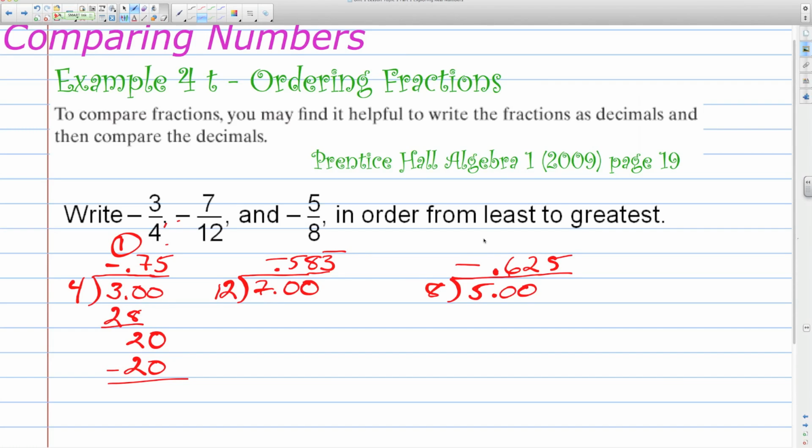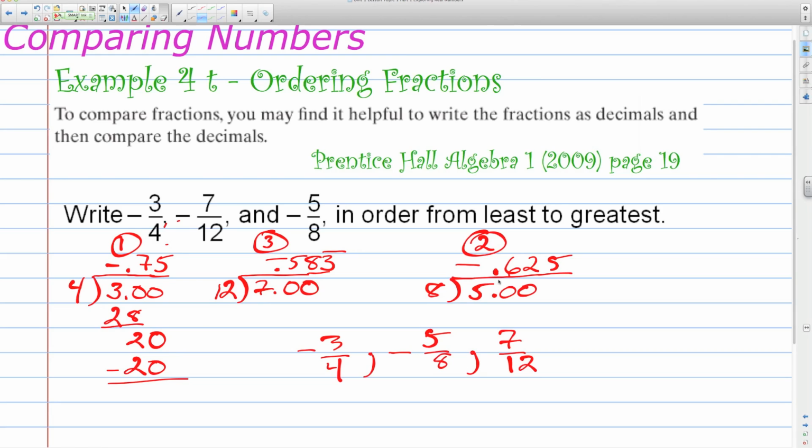So putting these numbers in order from smallest to biggest, the smallest number here is -0.75. The next smallest number is -0.625. And finally, the biggest number is -0.583. So putting these fractions in order, number 1 from smallest would be -3/4. The second number would be -5/8. And the third number would be -7/12.